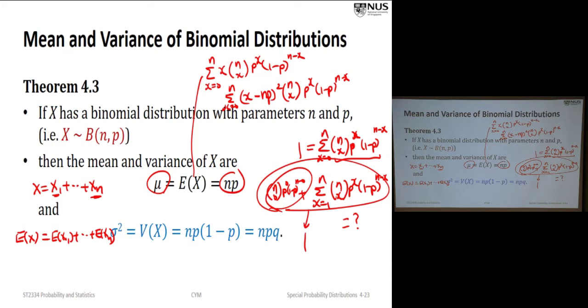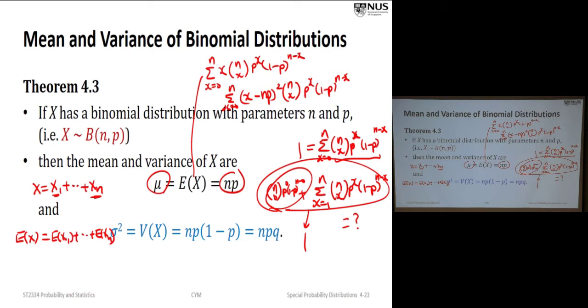Revise your notes, chapter 3. We come across this one. What's the expectation of x1? X1 is a Bernoulli distribution. It takes 1 and 0 only, with corresponding probability p and 1 minus p. We just say p, right?